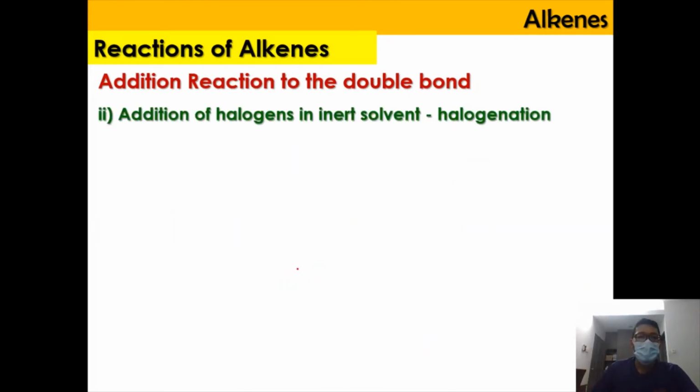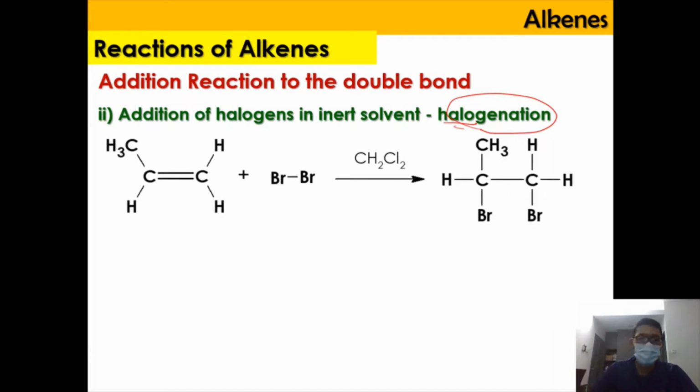Now we're going to do the addition of halogen, which can be chlorine-chlorine or bromine-bromine in inert solvent. This process is known as halogenation because we are adding halogen into the double bond. So we have the carbon-carbon double bond here, which is an alkene, and then we're going to react it with halogen in inert solvent. Here, dichloromethane is an example of the inert solvent. In this case, a bromine atom is attached here, and another bromine atom will be attached at the other carbon atom here.